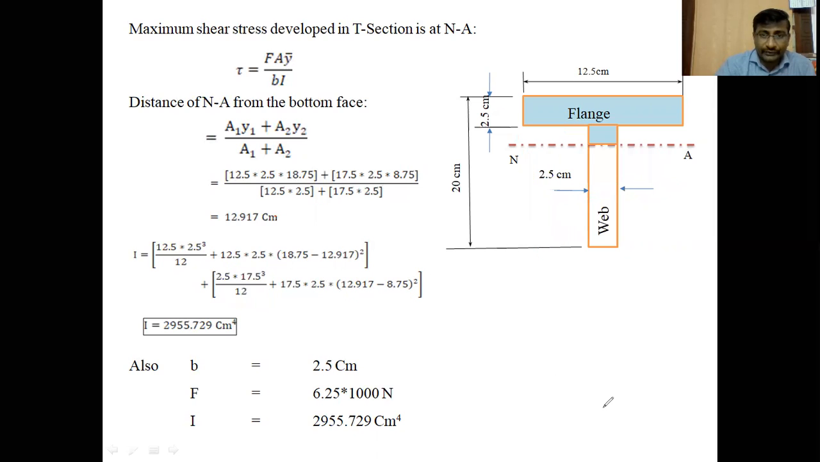So upon calculation, the moment of inertia of the whole section about the neutral axis is 2955.729 centimeter power 4. This is the moment of inertia of the whole section about the neutral axis. Clear, students?